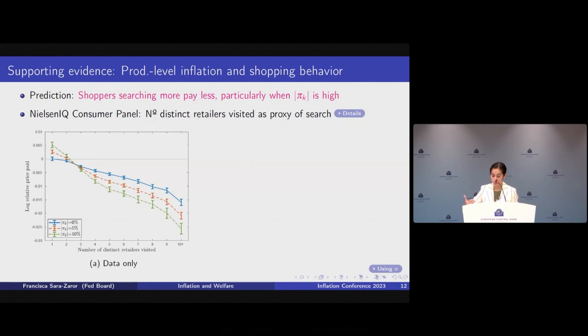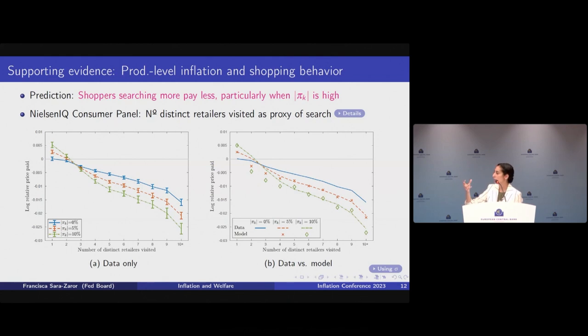So I go to the consumer panel data of Nielsen, that is the sister data set of the one that I used to compute the upsilon shape. What I put in the x-axis is the number of distinct retailers that a household visited, and on the y-axis, the log of the relative price that the household paid for a particular bundle. So the blue line shows that the more distinct retailers you visit, the lower are the prices that you pay, and this relationship is going to be steeper as absolute product level inflation increases. And when I take simulated data from my model and plot the same relationship, you can see that the model matches the data, even though I didn't target this relationship.